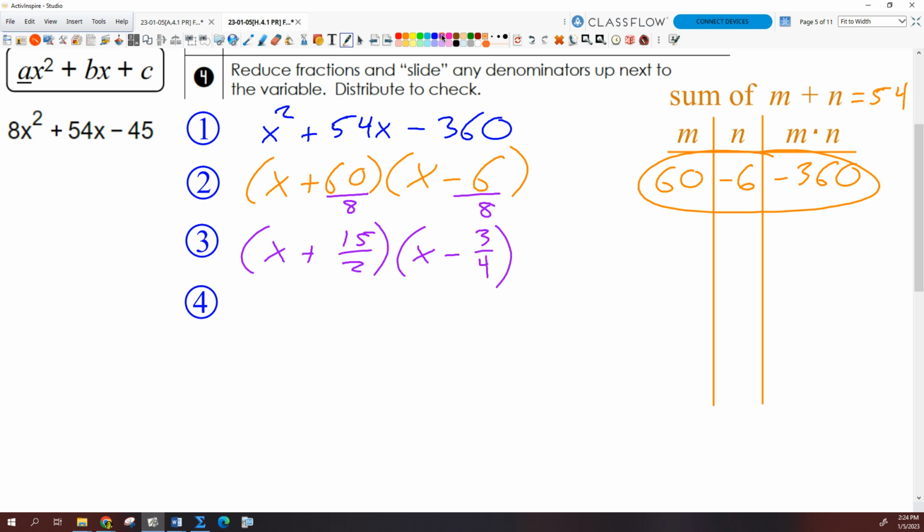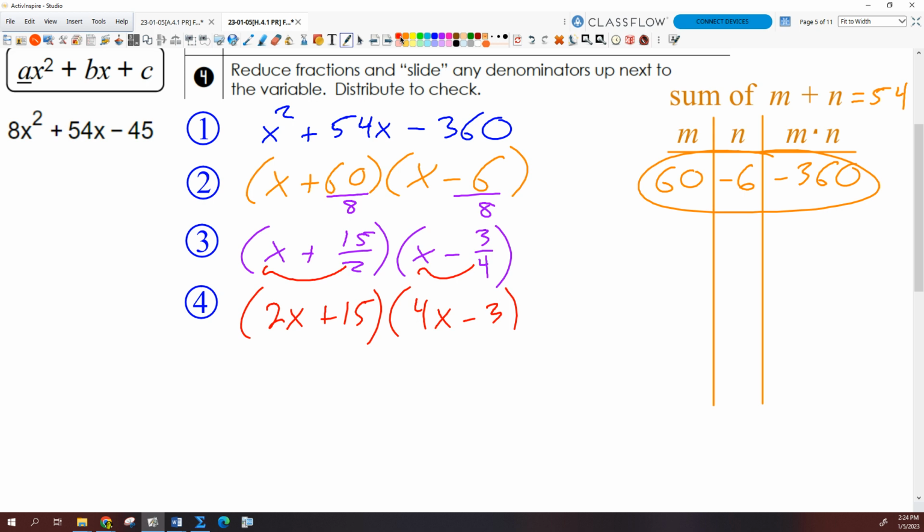Okay, when I reduce, if I get an integer, then I don't have to slide anything up, right? There's no longer a denominator, and that factor would just be done. In this case, we do need to slide twice, though. And what do I get? 2x plus 15, 4x minus 3. So there's my answer.